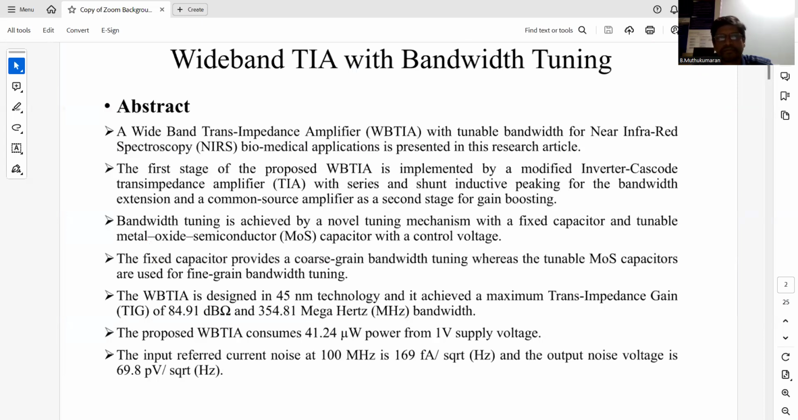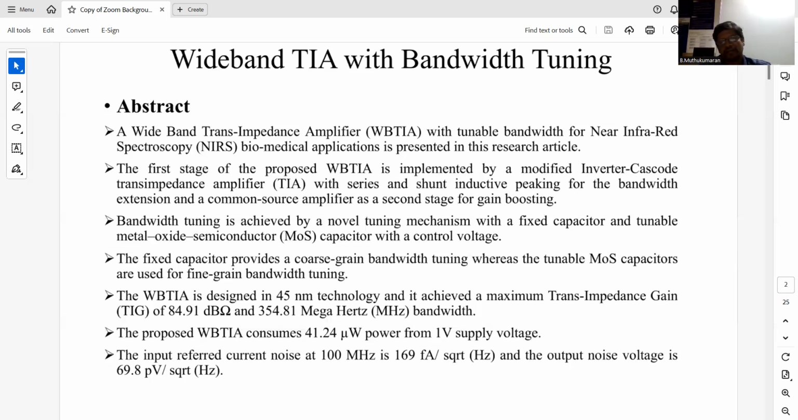So here is the abstract. The WBTIA, that is Wide Band Trans-Impedance Amplifier with a tunable bandwidth for Near Infrared Spectroscopy, Biomedical Application, is presented in this article. I have designed it with two stages. The first stage is implemented with the modified inverter-cascode transimpedance amplifier with series and shunt inductive peaking, used for extending the bandwidth. The second stage is a common source amplifier used for boosting the gain.